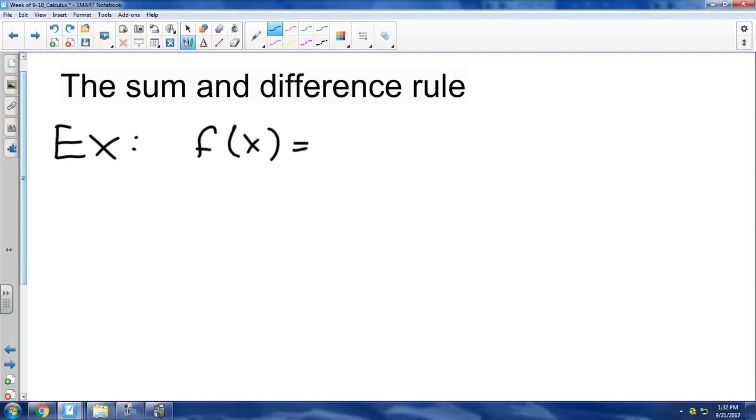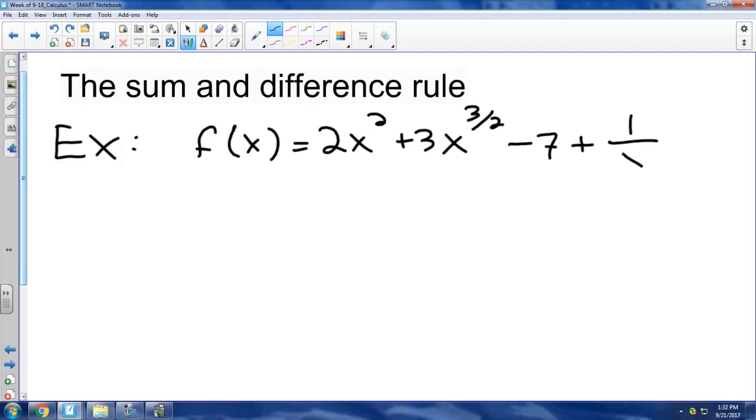So if we make a long chain of things here, take an example where f of x is equal to 2x squared plus 3x to the 3 halves actually, because we haven't done a rational exponent yet, minus 7 plus 1 over x. So this is going to be a good problem right here because there's a lot of things going on here. So take the derivative of that. Hopefully that isn't too big of a deal for you. So take all the derivatives separately.